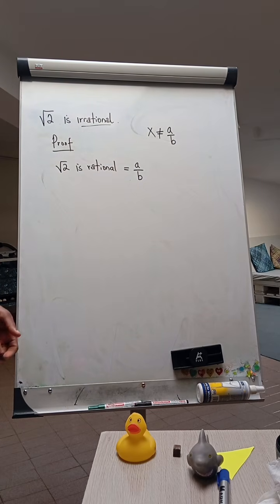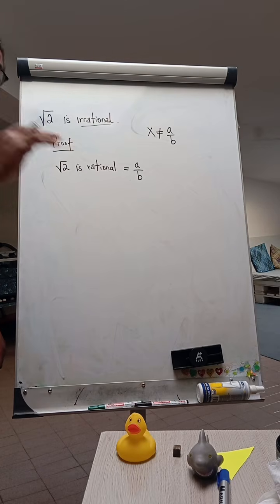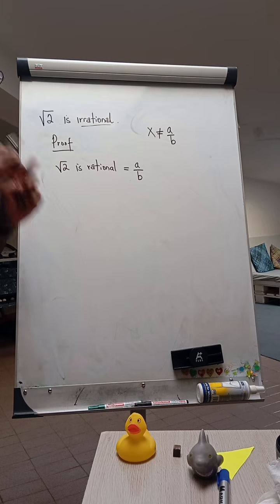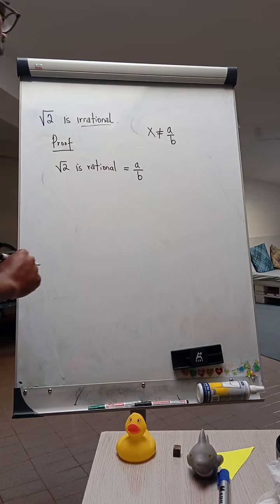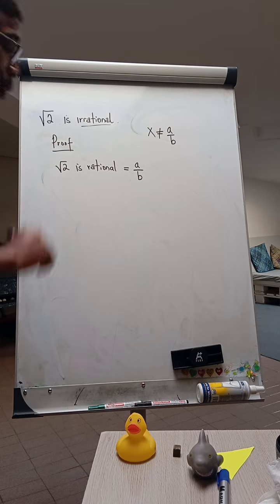Let's say 1 over 2. So it's been reduced. That means the numerator and the denominator do not share any common factor. I repeat, they do not share any common factor. So let's proceed from there. Remember, the first assumption is that the square root of 2 is rational, and the second one is that it's been reduced to its lowest form of rationality. For example, 1 over 2.